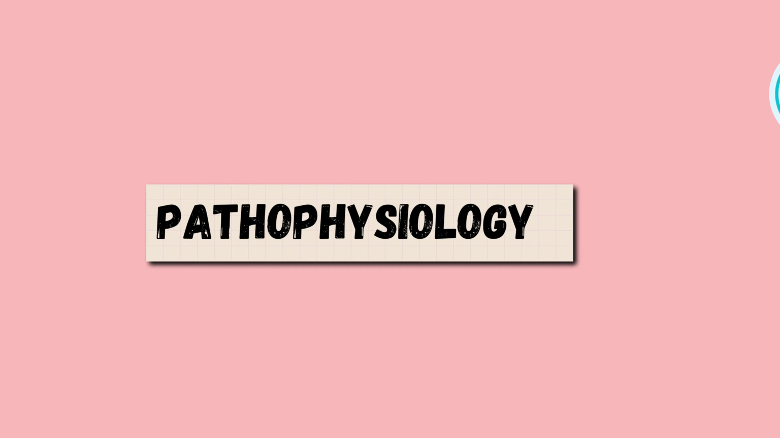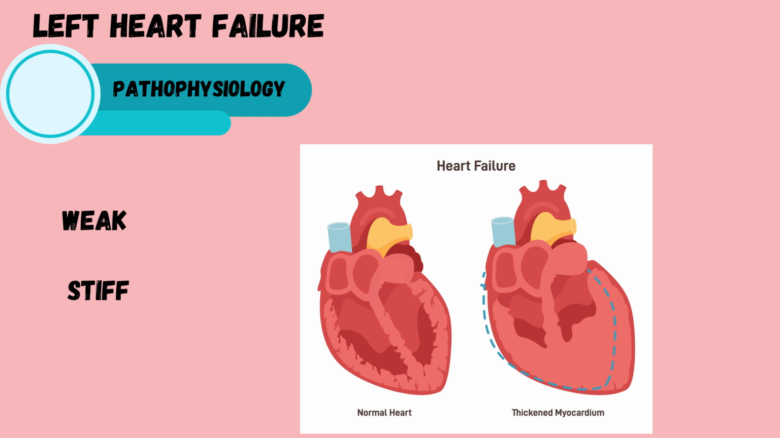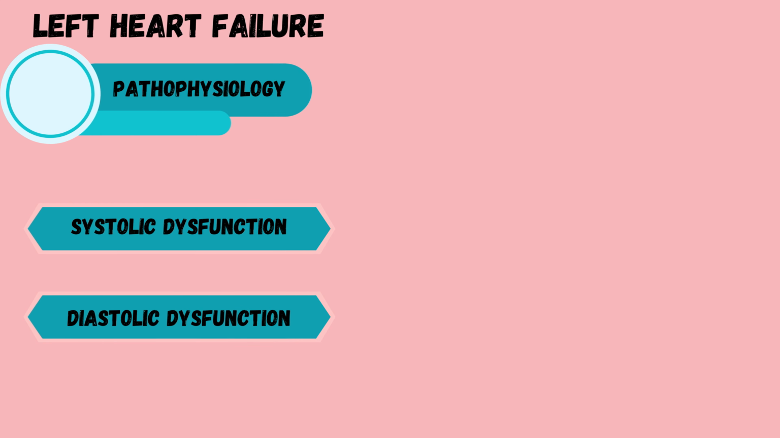Pathophysiology. Now that we understand the normal function, let's explore what happens in left heart failure. When the left ventricle becomes weakened or stiff, it loses its ability to pump blood efficiently. This can happen in two main ways.